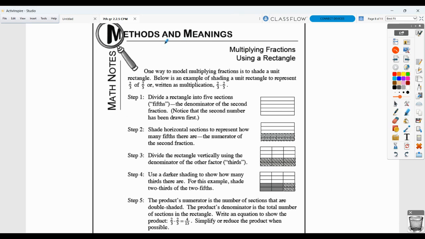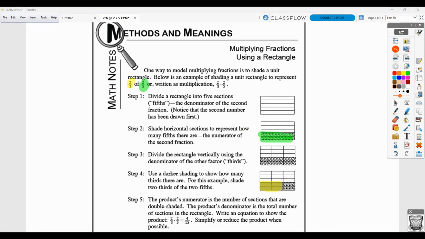You start with the 2/5, and you're going to draw that by dividing your rectangle into fifths and shading two parts of those. Then they want 2/3 of that. So what you're going to do is now divide your rectangle the other way into thirds and shade in 2/3 of those 2/5. And that's, of course, this section right here. So then your answer is going to be 4/15. And remember that you should simplify, or another word for that is reduce, the product if it's possible.